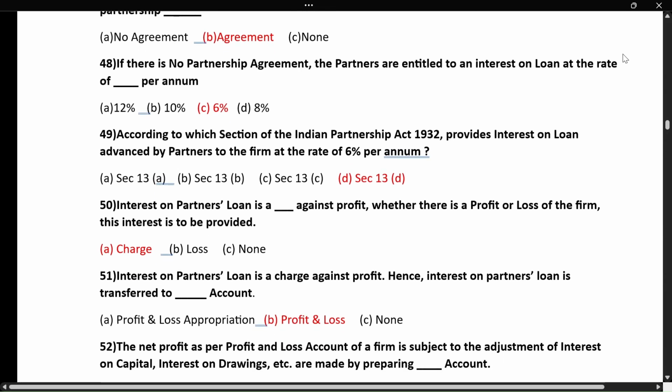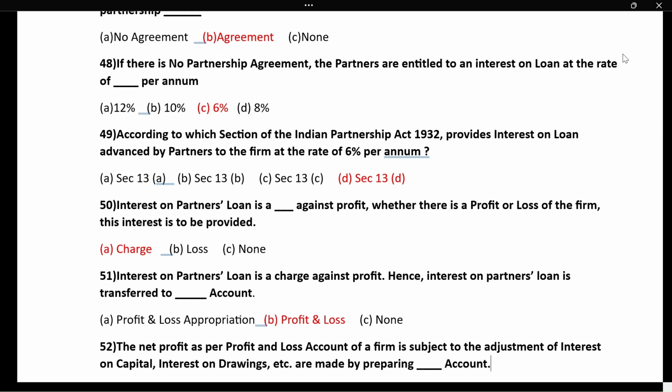According to which section in the Partnership Act 1932 is interest on loan advanced by partners provided at the rate of 6%? Section 13 subsection D.